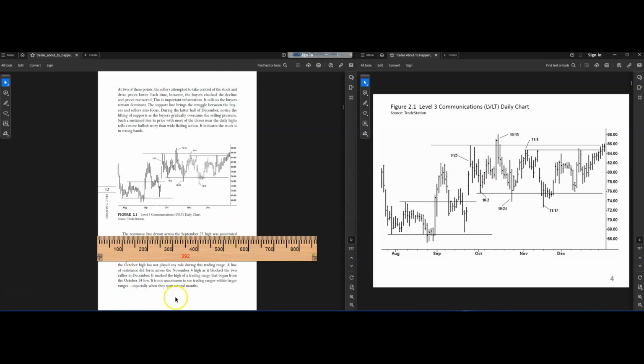Everything really has to do with drawing the lines and seeing a break and a test and a break and a test. Sometimes those tests are deeper than the prior test, creating a spring, which is a trading opportunity. And vice versa for the upthrust, creating a trading opportunity.